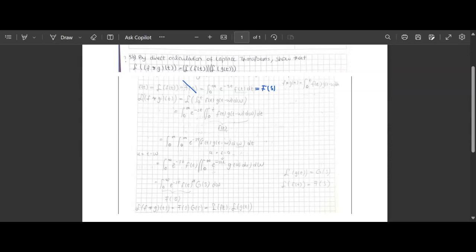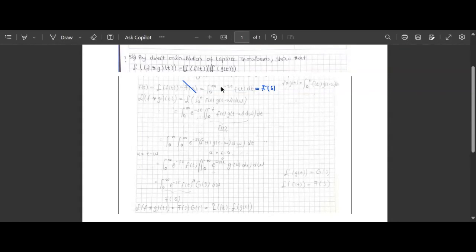So I first calculated the Laplace transform of the convolution of two functions, f of t and g of t. By definition, the convolution of f of t and g of t is equal to the integral from 0 to t of f of w times g of t minus w dw. So taking the Laplace transform of both sides, we get the integral from 0 to infinity of e to the negative st times the convolution of the two functions. So this part, we can think of it as f of t.